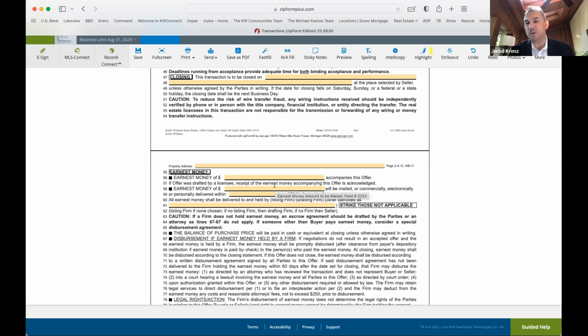A lot of times we'll see 1% in the state of Wisconsin. If it's a negotiation, then a lot of times people will put more. They can put less as well, but a lot of times the standard is what we see is 1%. Delivered within, it's 5 days if you leave it blank. A lot of times what I see when reviewing documents is about 3 days.